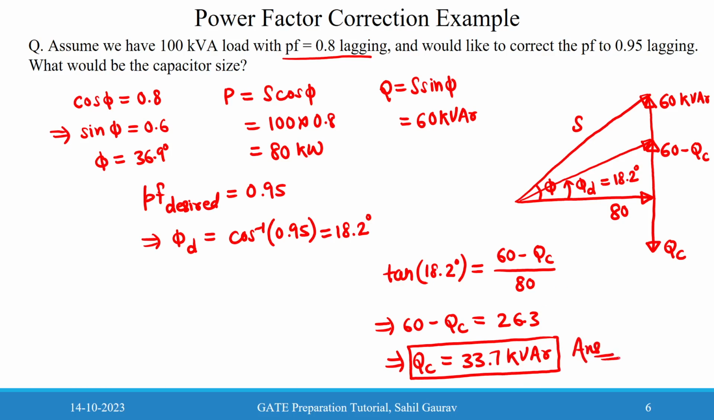Yes, 33.7, because I found the Q for the Q. So we have to subtract from 60, I think. Your voice is cracking a little bit. Your answer is approximately the same, so I think there was a calculator mistake or some approximation mistake. I think you will get this answer.